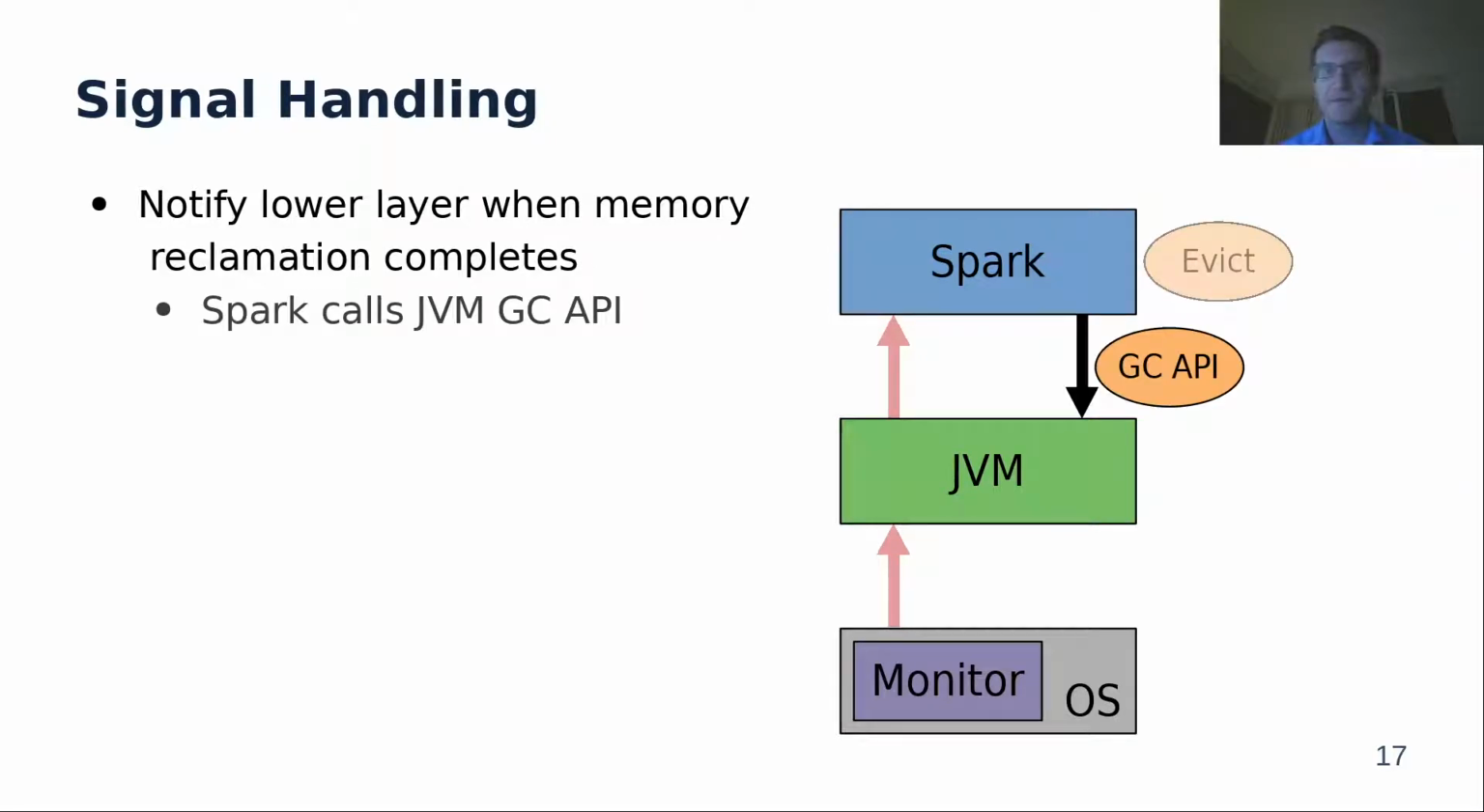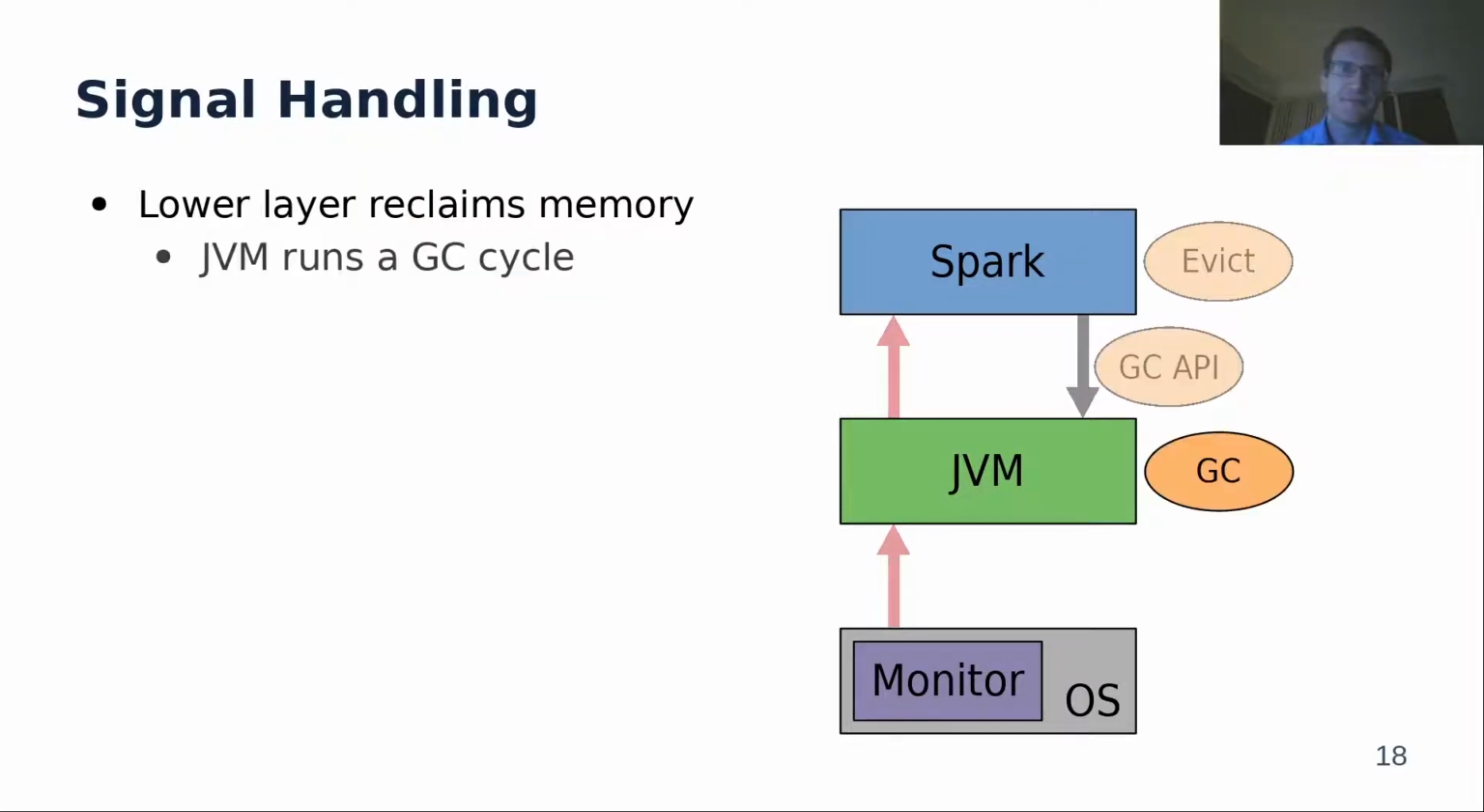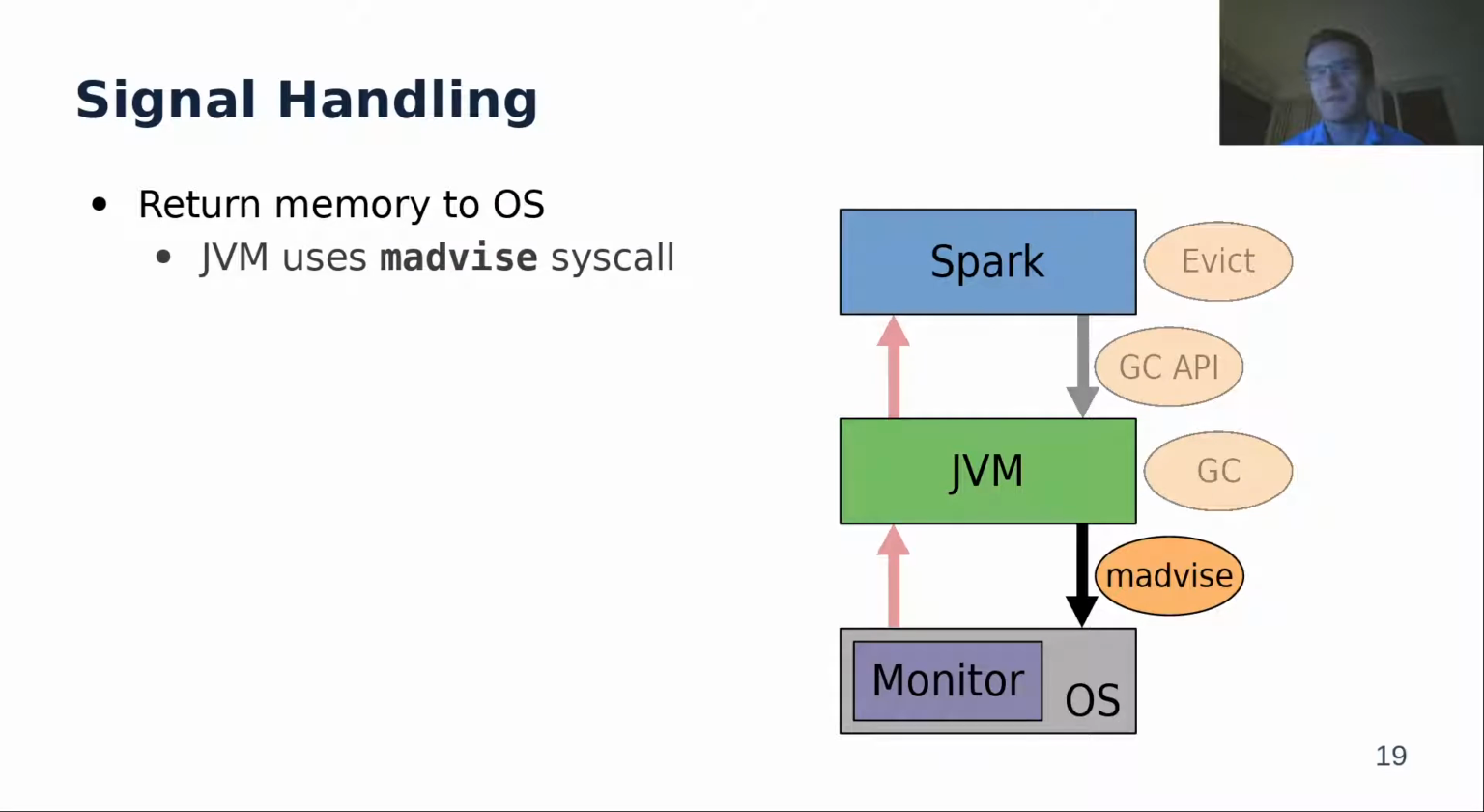Once reclamation is finished at one layer, it must notify the layer below it. For Spark, it'll call an exposed JVM GC API. Once notified, the next layer performs reclamation. In this case, the JVM will perform a GC cycle. Finally, the lower layer returns the memory back to the OS. For the JVM, it'll use the madvise system call. With this step, memory can be allocated to other processes to avoid paging.